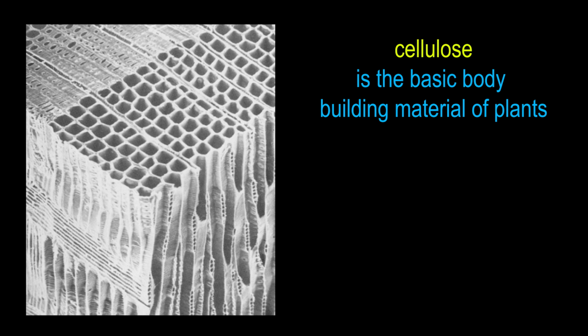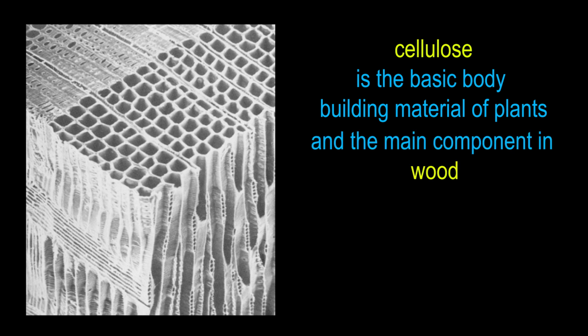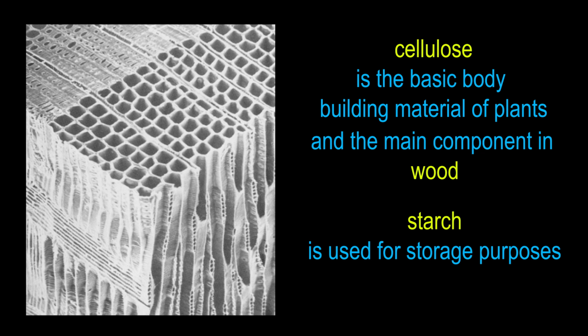Cellulose is the basic bodybuilding material of plants, and the main component in wood. Starch is used for storage purposes when there is excess food being produced. This reserve supply is mostly stored in the ray cells, which extend outwards from the center of the tree.